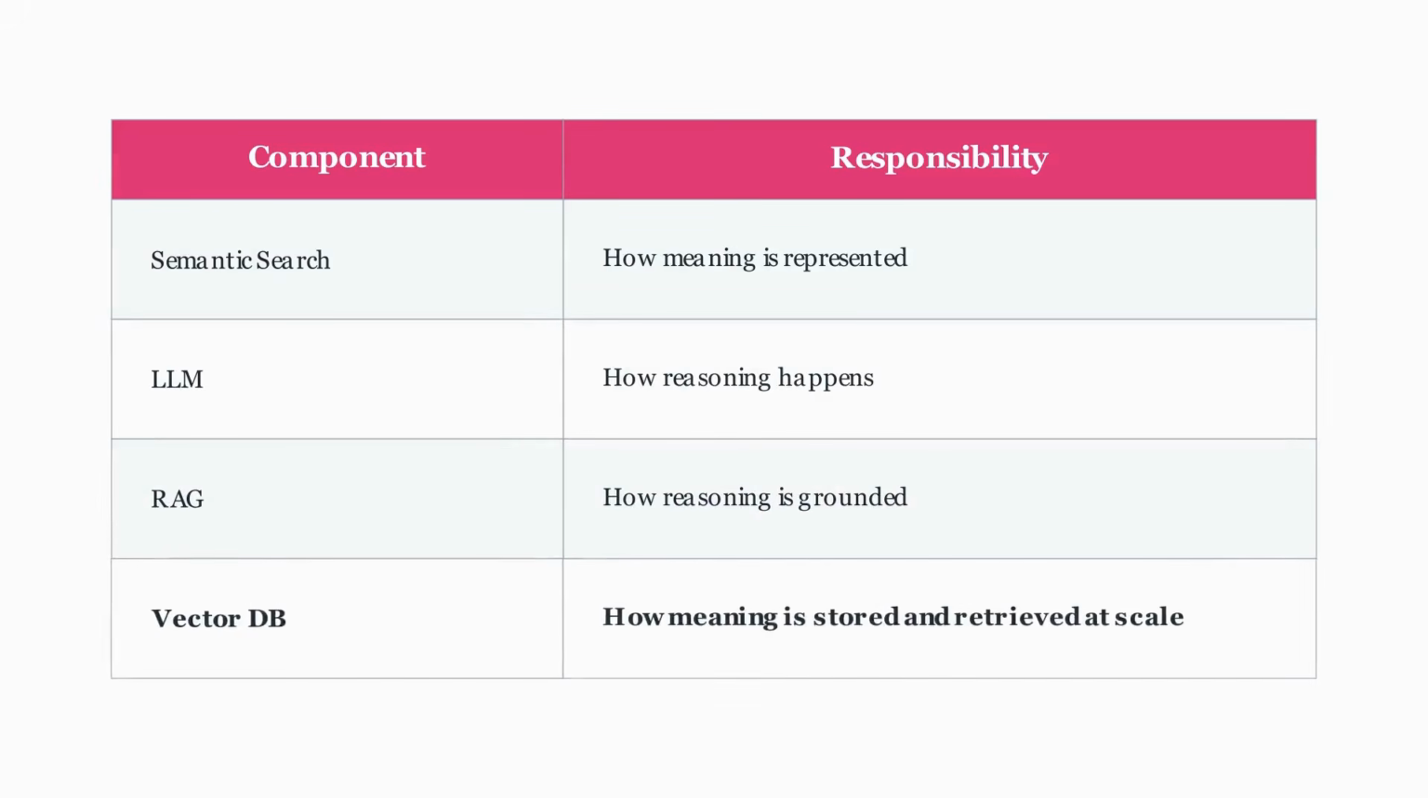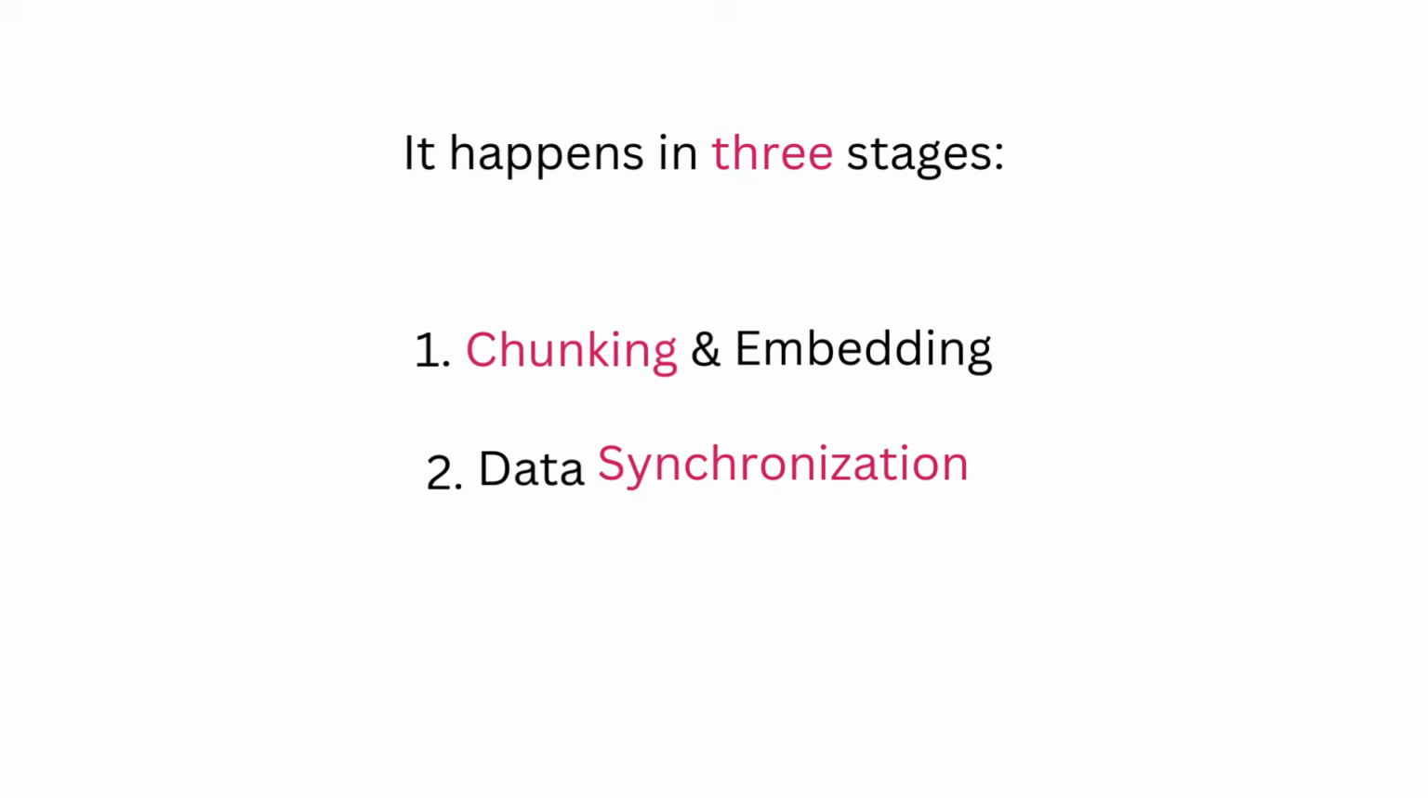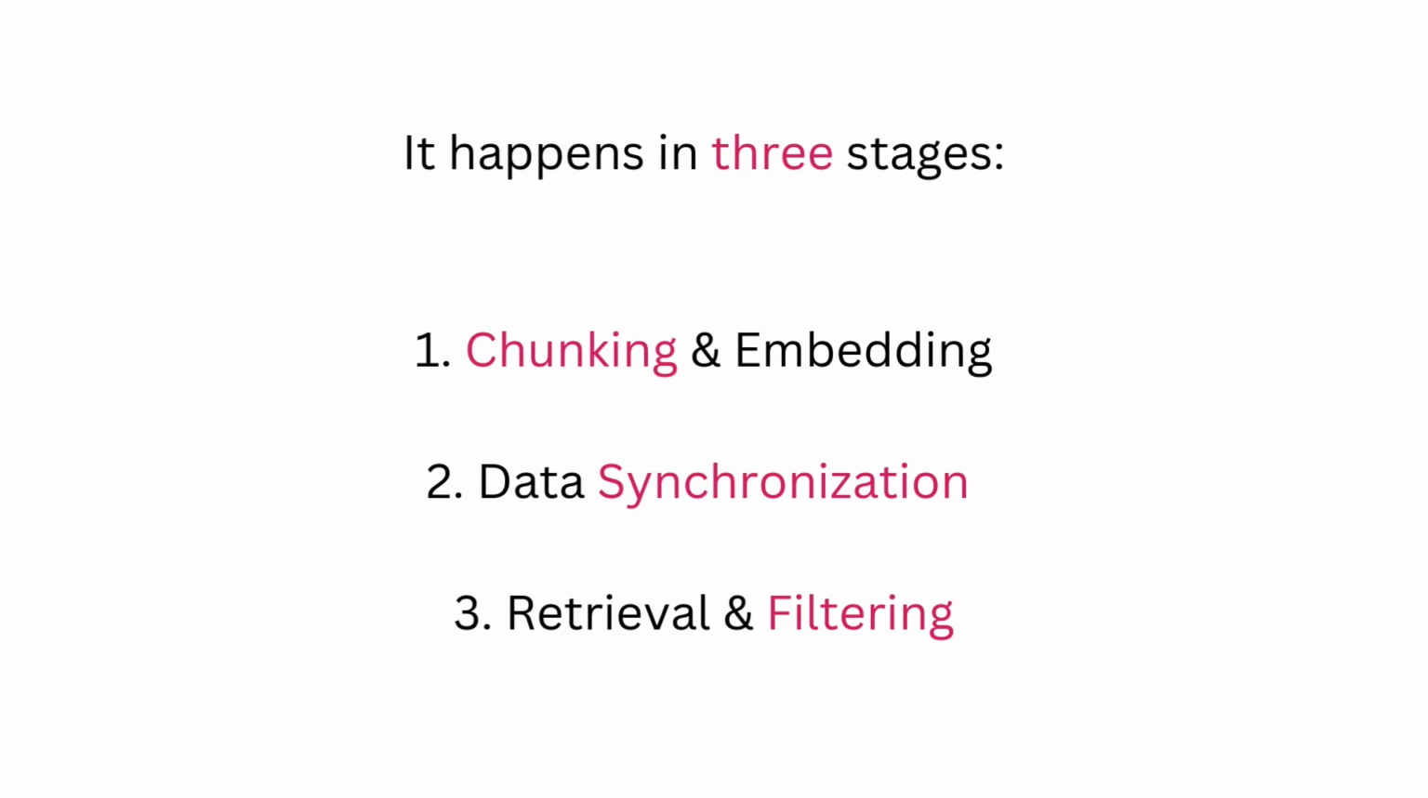Now we understand what a vector database is and its importance. Let's learn how it should be used. We want to know how do we get your messy documents or web content into this database, keep them updated, and retrieve information quickly. It happens in 3 stages: the first is chunking and embedding. The second step is data synchronization, and the third step is retrieval and filtering.